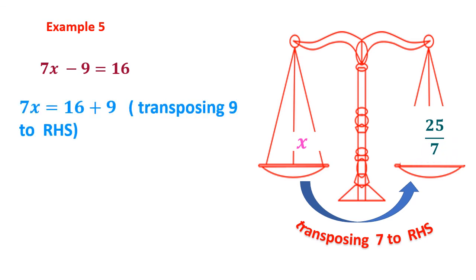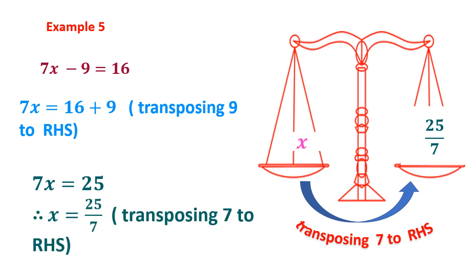This we can explain with the help of the following steps. 7x is equal to 16 plus 9. We have transposed 9 to RHS. You have to write it in the bracket. Therefore, 7x is equal to 25. The next step is to transpose 7 to RHS. Hence, we are left only with the variable in LHS. As you can see here, only the variable is remaining. And we have transposed 7 to RHS. It will go to the denominator because multiplication becomes division.